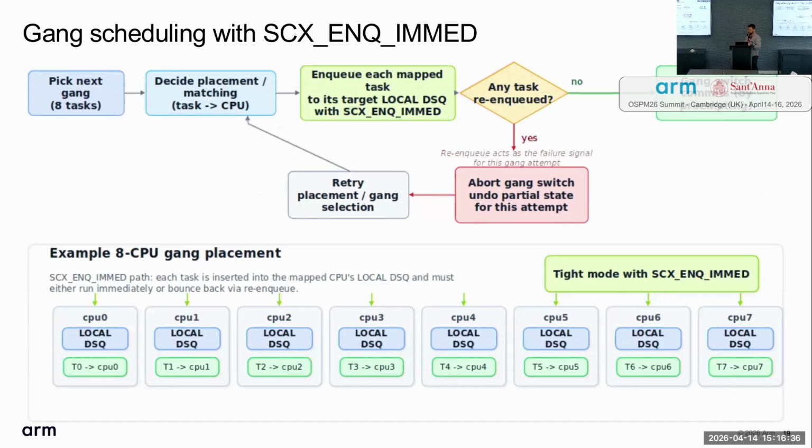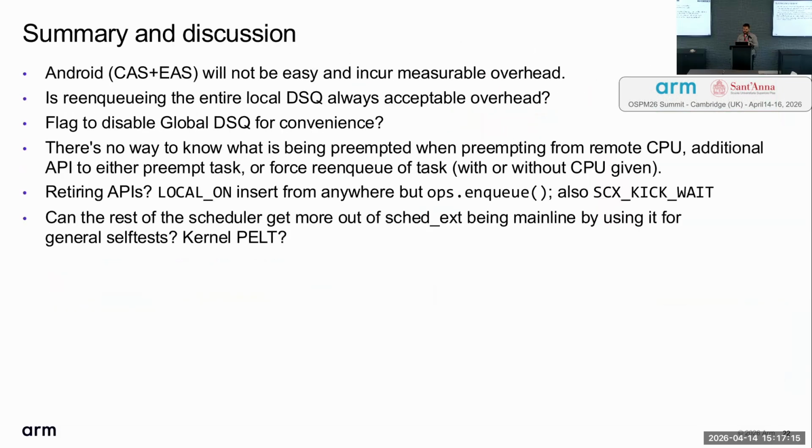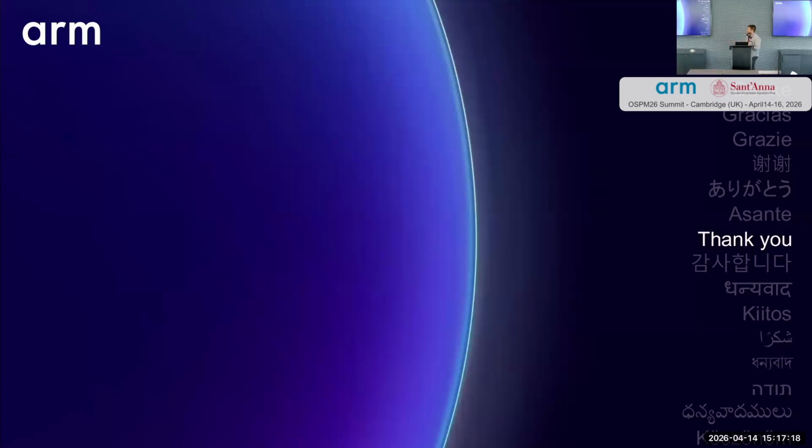Just to reiterate how this gang switch would look: you decide the mapping here for 8 tasks and do all the ENQs. If you got an ENQ callback for any of them, then you must assume that the gang switch wasn't successful, and revert here and try again for a different mapping. And if it worked, then the gang switch commits. It's kind of high overhead in case it doesn't work, but I mean, it's gang scheduling. It's kind of assumed. That's it.